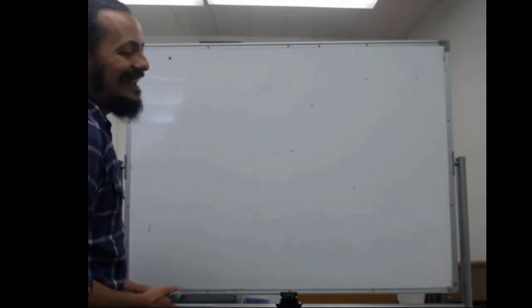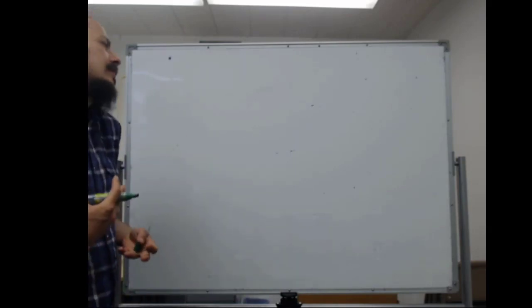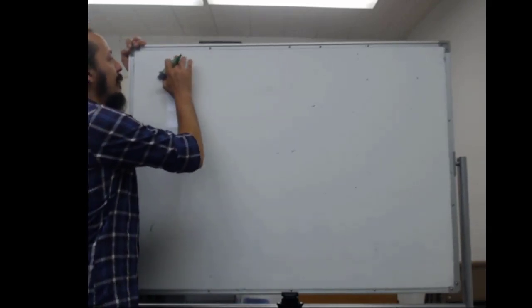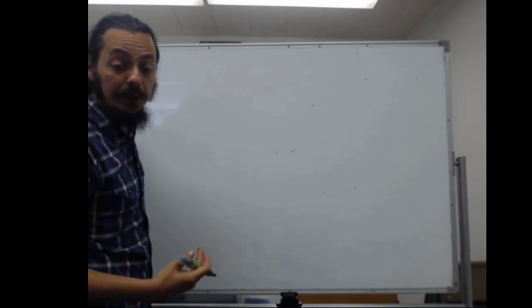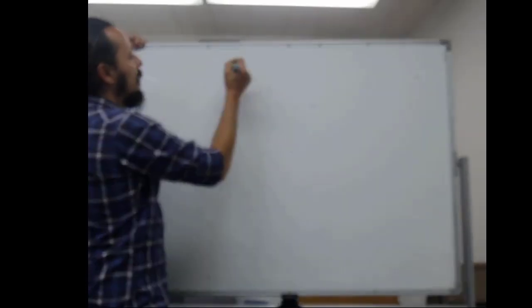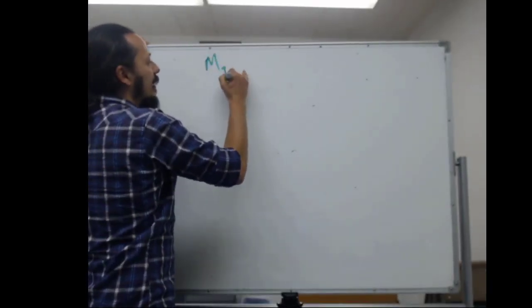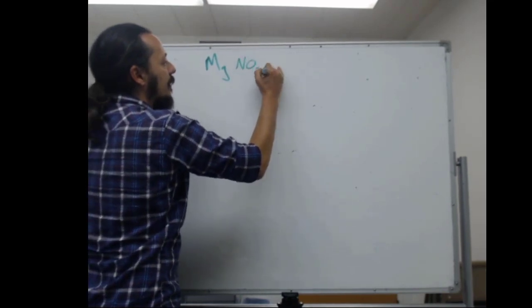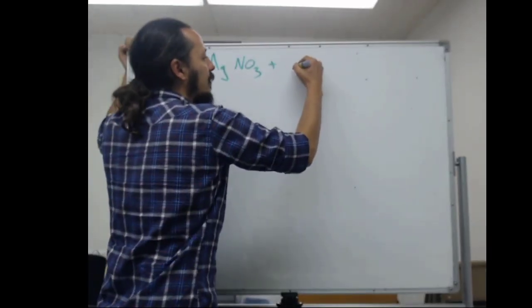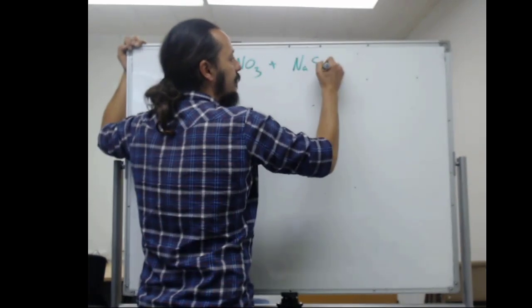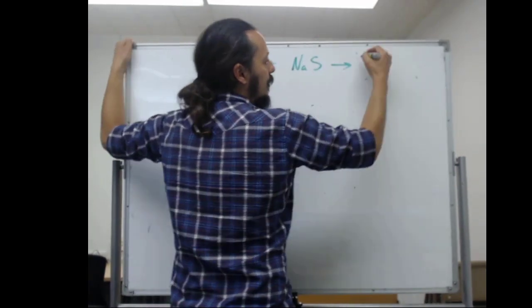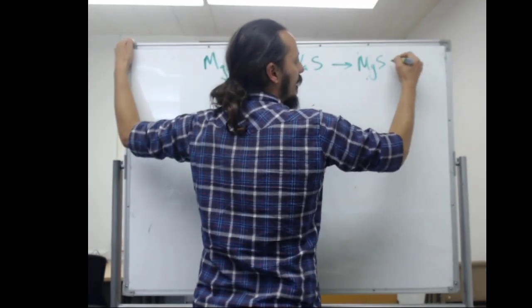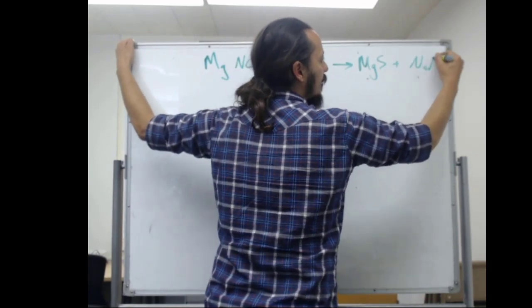Okay, so for this first problem, we are mixing magnesium nitrate and sodium sulfide. It's a precipitation reaction. I think those are the best for getting started with limiting reactants because you have a really obvious product. Step 1, balanced chemical reaction. You're going to have magnesium nitrate plus sodium sulfide goes to magnesium sulfide plus sodium nitrate.